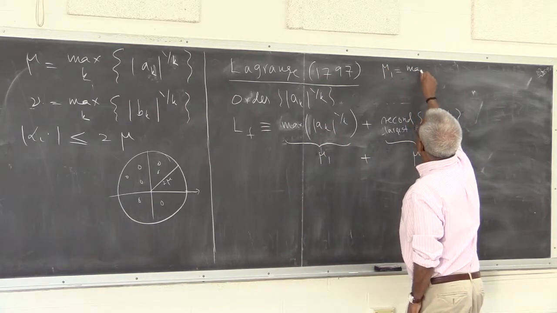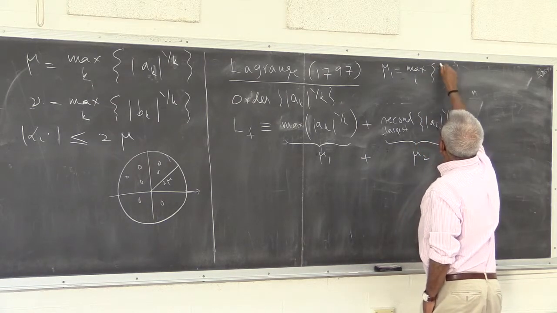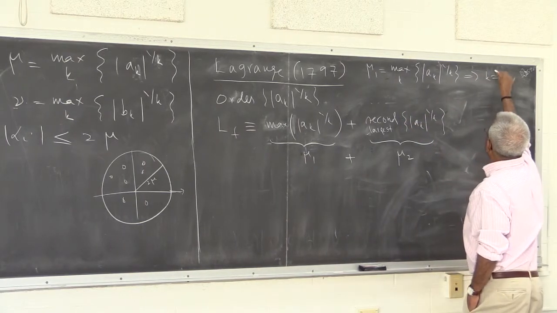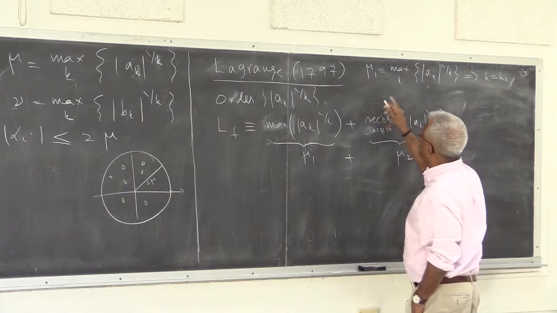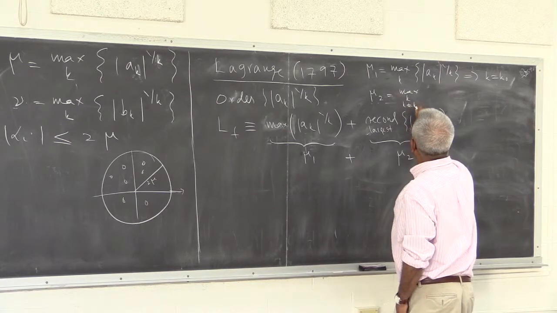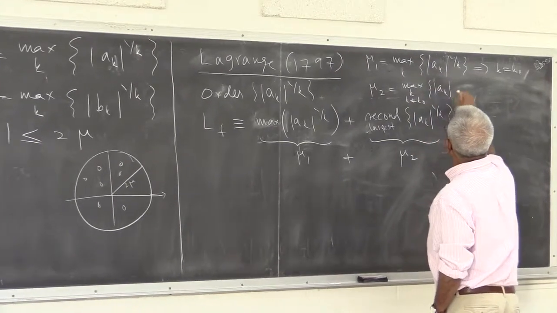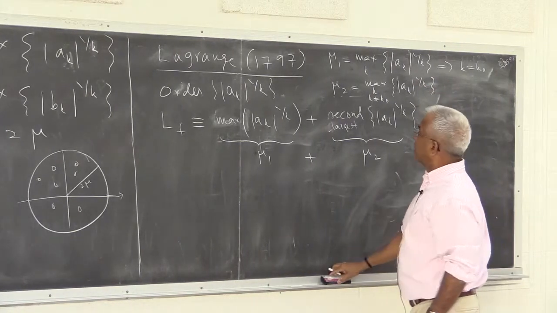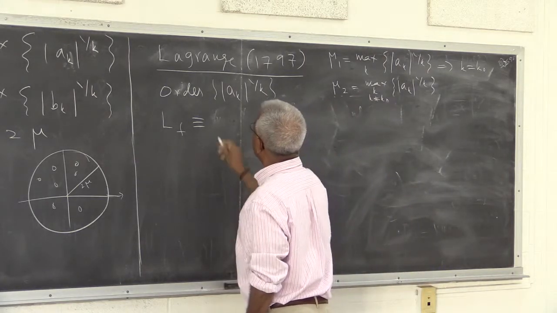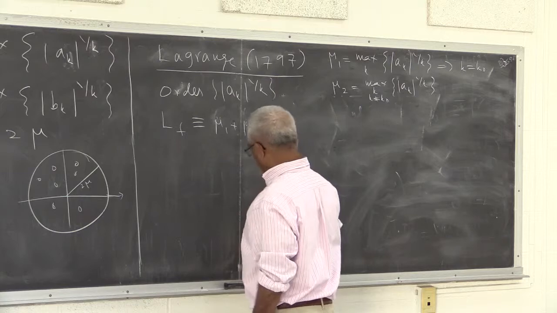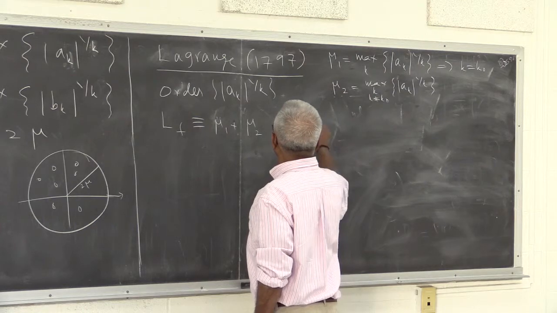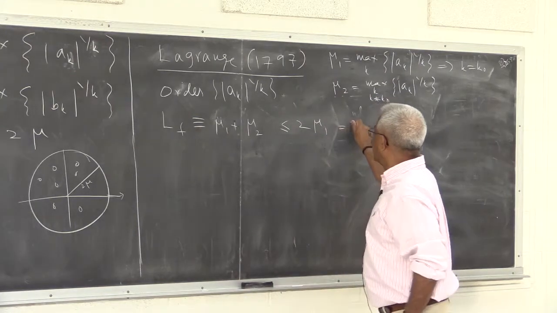So mu1 is the maximum over k of ak to the power 1 over k. So let's say this is for k equal to k naught. Then mu2 is the maximum over k, but k is not k naught, once again of ak to the power 1 over k. So if I define this, I don't need to write all this. So LF is mu1 plus mu2. So you can clearly see that this is less than 2 mu1, which is 2 mu, right?